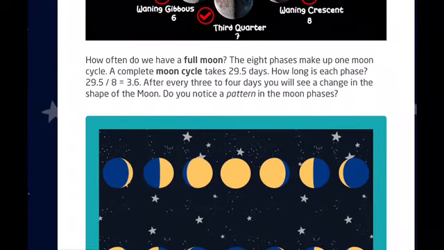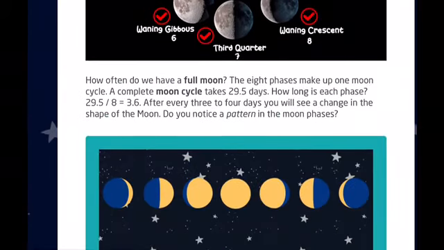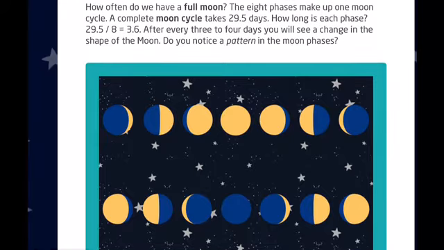Do you notice a pattern in the moon phases? Yes, you can observe the pattern over here. How can it change? It's almost the same, like I said, the same pattern. The only difference is that it depends on the direction, okay? It depends on if it's 3 or 4 days, okay?